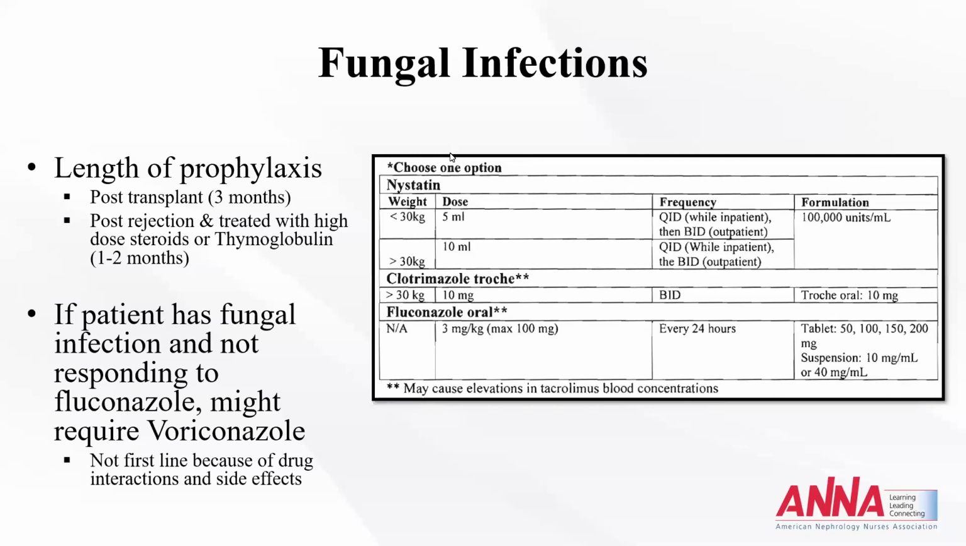With fluconazole, though, you have to be careful. It can increase your tacrolimus levels because it interacts with the metabolism pathway of tacrolimus. So you may see higher levels if your patient is on fluconazole and tacrolimus. If the patient has a fungal infection and is not responding to fluconazole, they might require voriconazole, which is pretty potent. This is after we've failed all other options to treat it. It is not first line because it has interactions with many different drugs that we use and has terrible side effects.